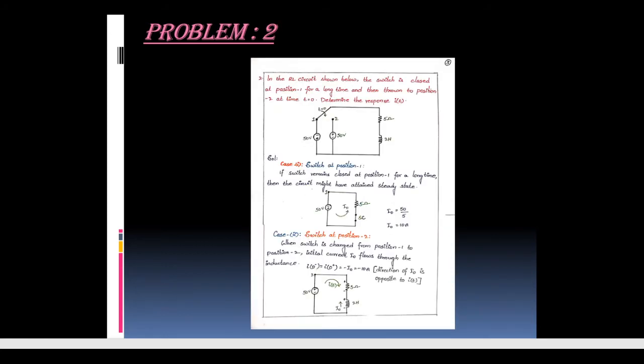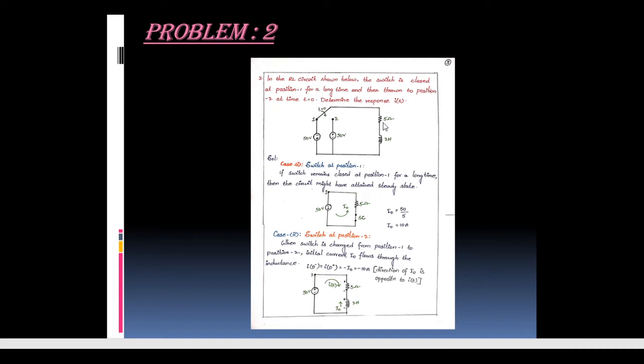Next we'll see an important problem based on this RL circuit itself. In the RL circuit shown below, the switch is closed at position 1 for a long time and then thrown to position 2 at time t equal to 0. Determine the response I of t. So they are asking you to find the response I of t, and they are giving you 2 different conditions.